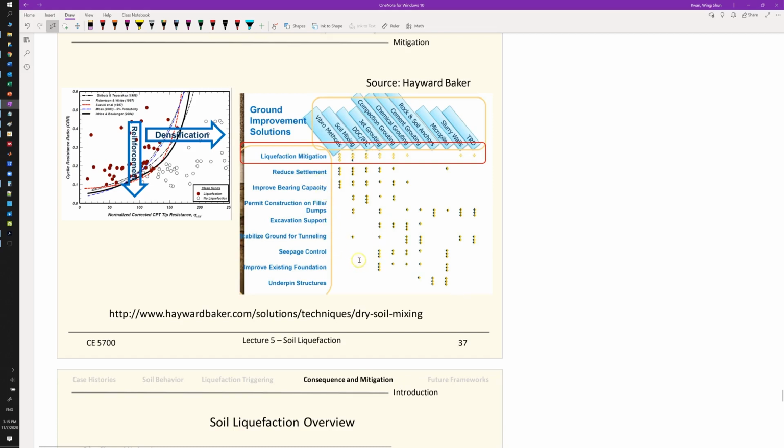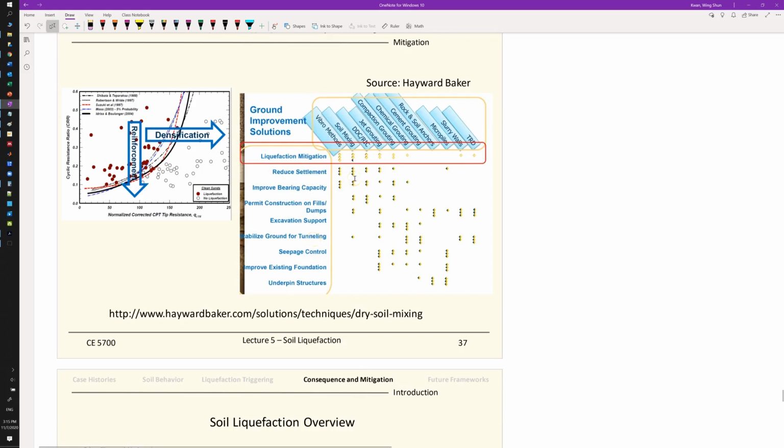and each method will be good for a different scenario. Especially if you have a dam and you want a seepage design, then the grouting method will make sense. And if you want to reduce the settlements, if your analysis tells you settlement is too much, but lateral spreading may not be a huge concern, then densification will help really well.